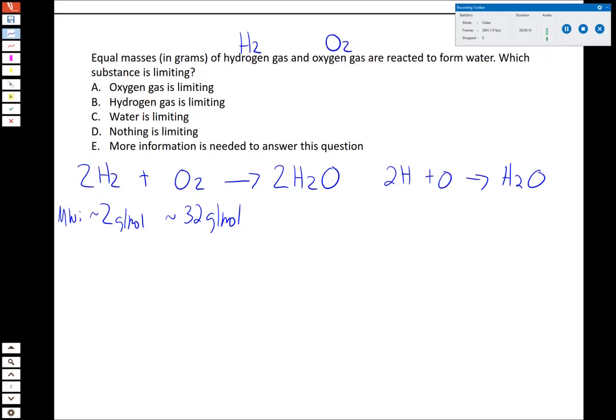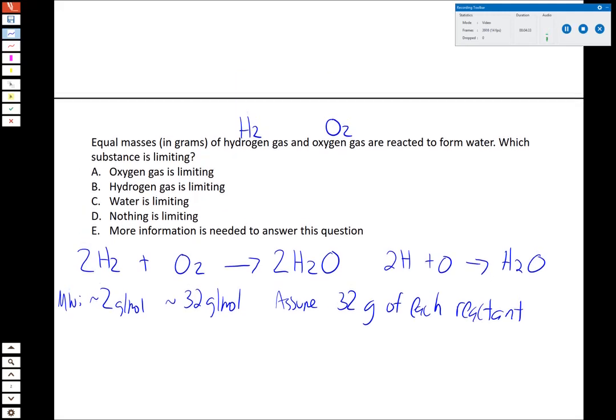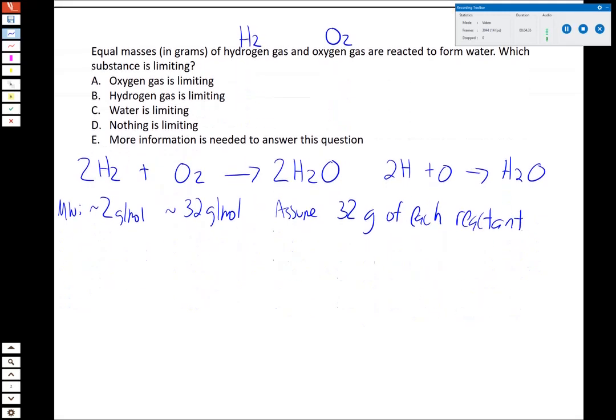So let's say we assume 32 grams of each reactant. Again, I'm just picking a number that's convenient. I don't really say that this is the only way to do it. But if we assume 32 grams of each reactant, or just any mass amount, but I like 32 because that means we have easy numbers. So 32 divided by 2 would be 16, 32 divided by 32 would be 1, so we'd have 1 mole of oxygen, 16 moles of hydrogen.